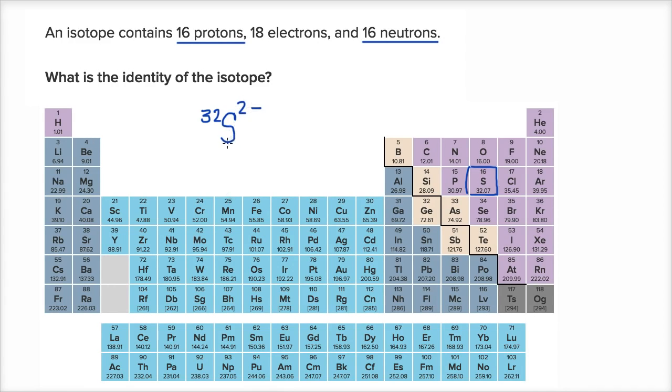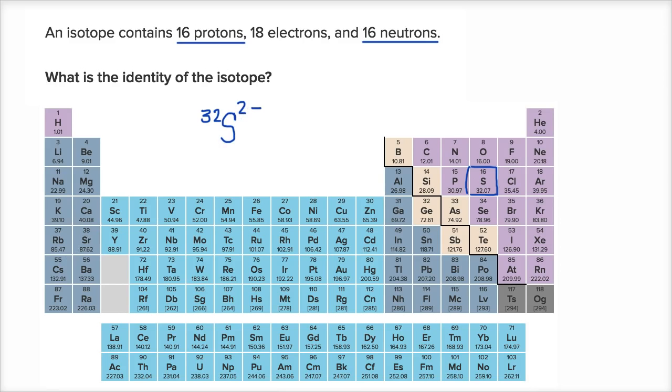So this is actually an ion. It has a charge. So this is the isotope of sulfur that has a mass number of 32. The protons plus the neutrons are 32. And it has 2 more electrons than protons, which gives it this negative charge.